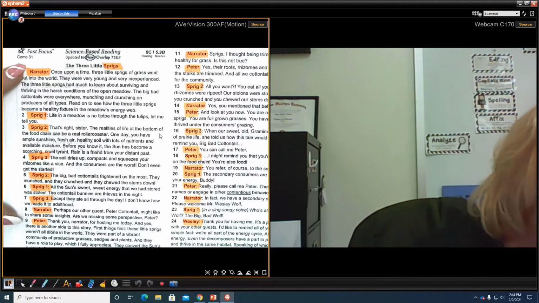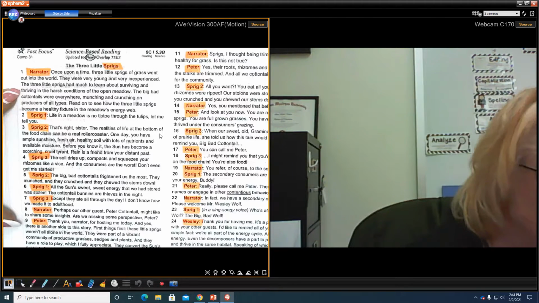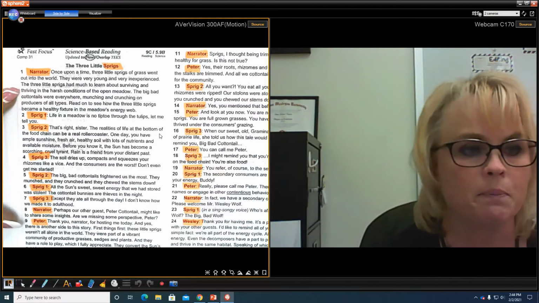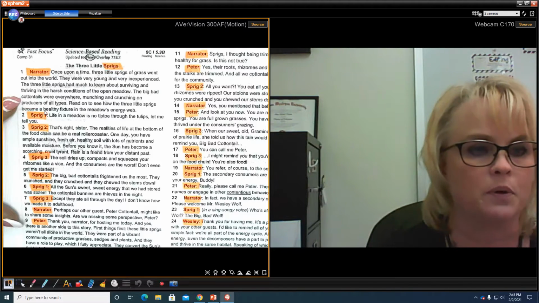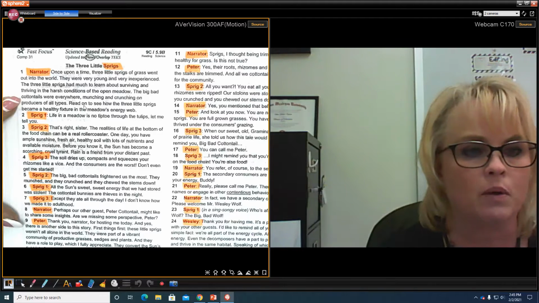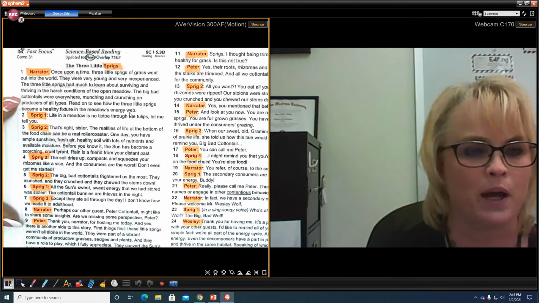Narrator. Once upon a time, 3 little sprigs of grass went out into the world. They were very young and very inexperienced. The 3 little sprigs had much to learn about surviving and thriving in the harsh conditions of the open meadow. The big bad cottontails were everywhere, munching and crunching on producers of all types. Read on to see how the 3 little sprigs became a healthy fixture in the meadow's energy web.